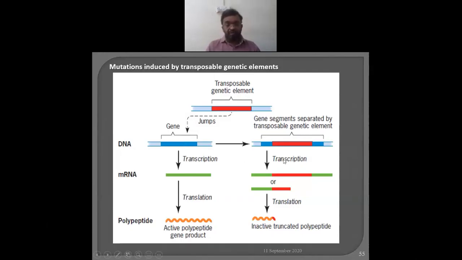Due to this, although the transcription will continue, the translation will get hampered. Why? Because there is no meaning as far as this new part is concerned, and hence due to the incorporation of the transposable element, a proper protein molecule is not synthesized, which we can detect from outside. For example, normally galactosidase is produced, but this cell is not producing galactosidase. So one of the reasons is that this might be due to the incorporation of a transposable element.